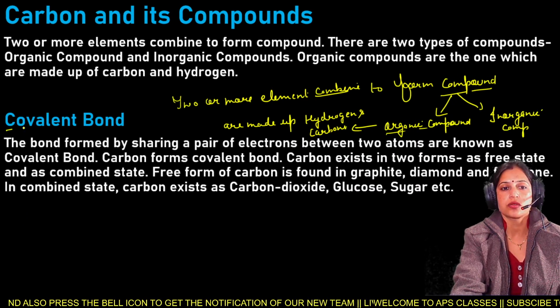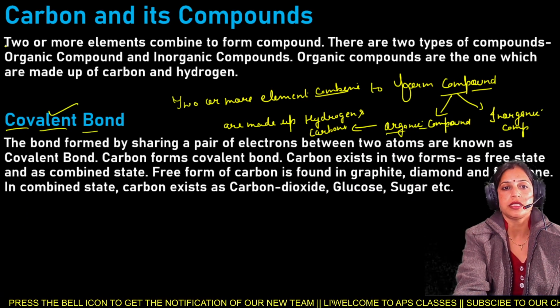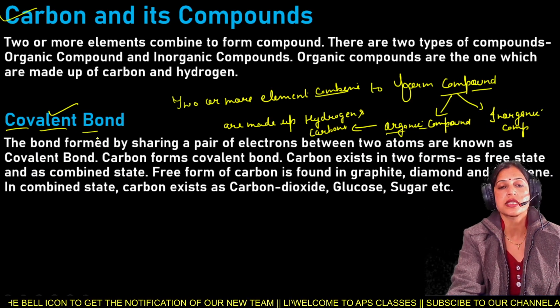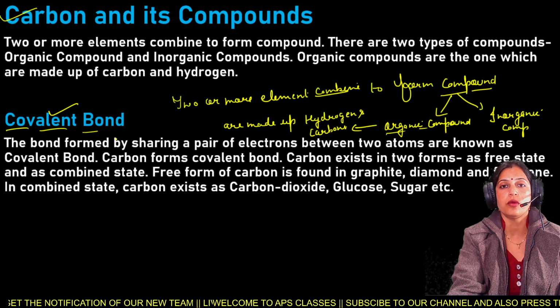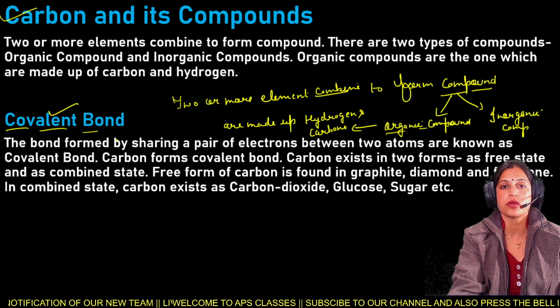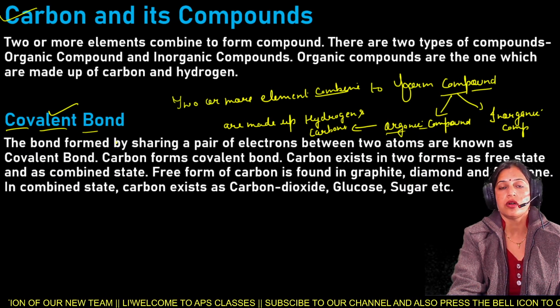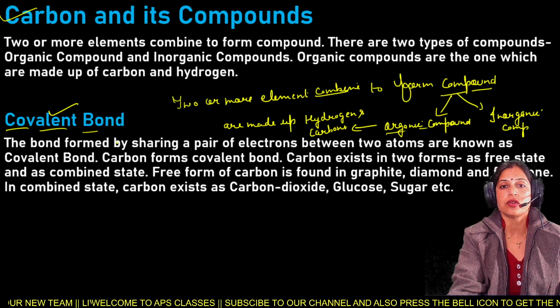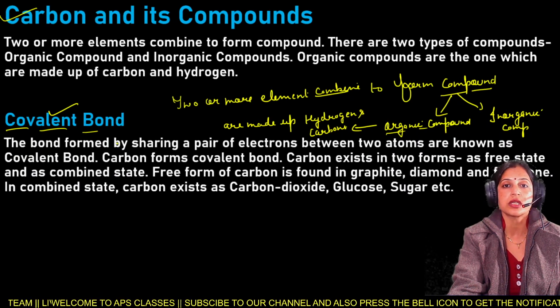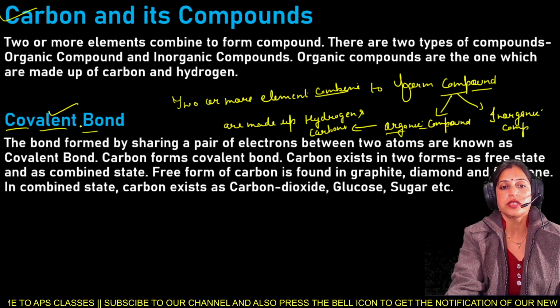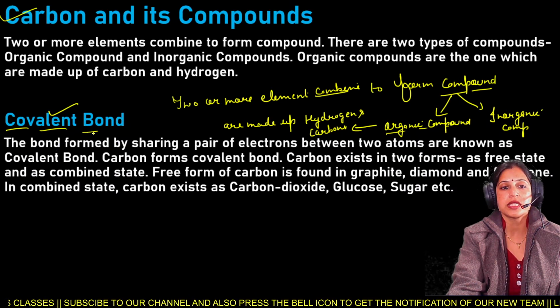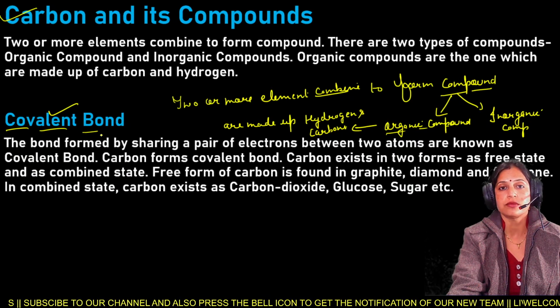Next topic is covalent bond. The first topic was carbon and its compounds: when two or more elements combine, they form a compound, and there are two types, organic and inorganic. Organic compounds are those made up of carbon and hydrogen. After that, the main important topic is covalent bond. What do you mean by the term covalent bond?